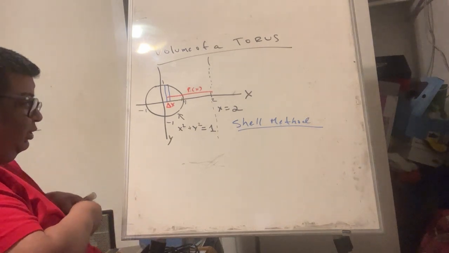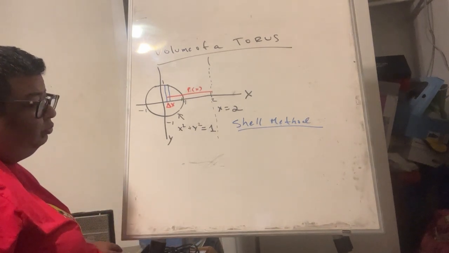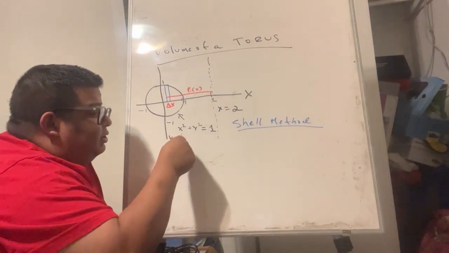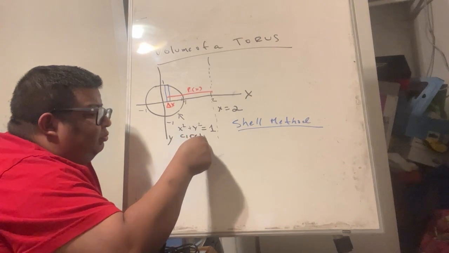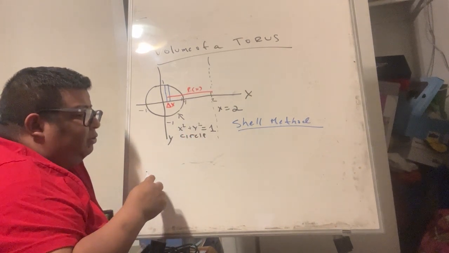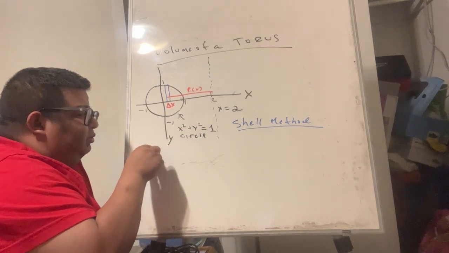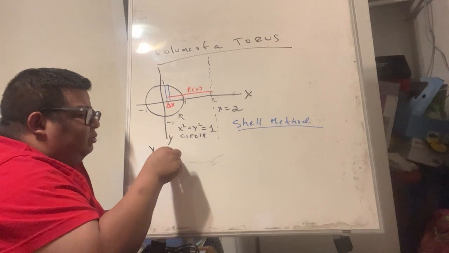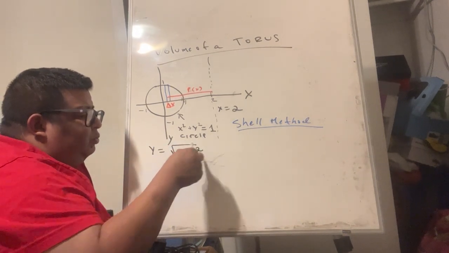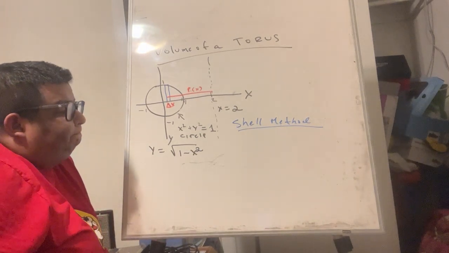Okay, so the first step is to solve this circle function. So this is a circle. First step is to solve this for y. That means that we have y is equal to square root of 1 minus x squared. Okay.